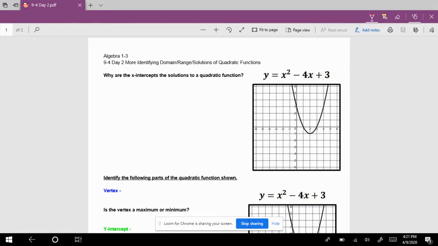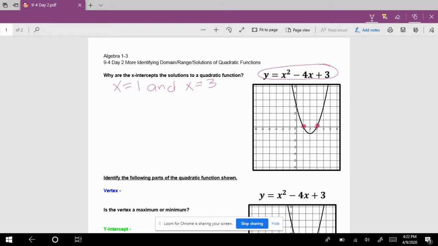So if you see this first graph here, this is the graph of y equals x squared minus 4x plus 3. And if I wanted to say what the answers were, I would look at my two x-intercepts and I would say, well, x equals 1 and x equals 3. But I want to talk about why. Why is that the case?